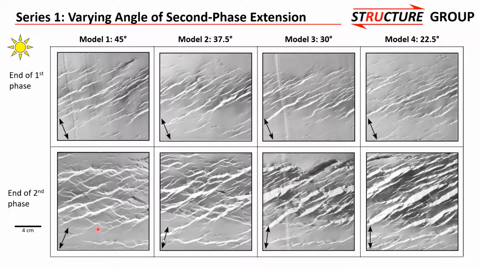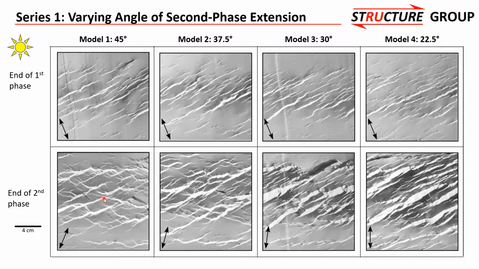However, if you look at the second row, at the end of the second phase, the fault patterns that are developing are quite different. In the model with 45 degrees between the two extension directions, we can see a fault pattern which is fairly well defined as having two different directions of faults. We see some faults that have larger heaves than other faults. Then as we head more to the right, to the model that has the smallest angle between extension directions, the fault heave on the faults here appears to be significantly larger than it is on this model number 1.